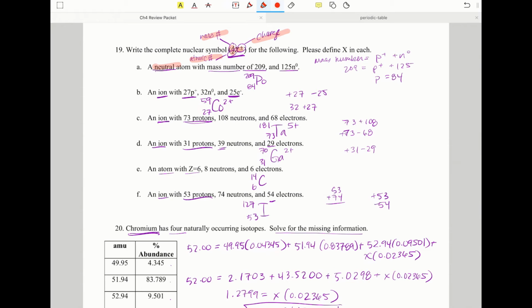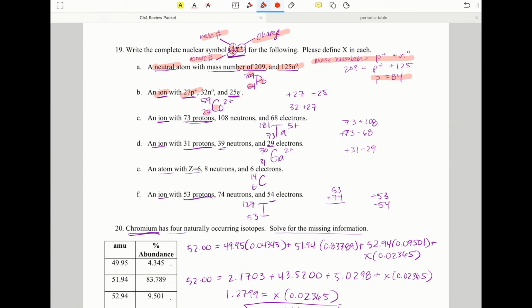Here I've given you the mass number and the number of neutrons, so that's when you need to remember that mass number is the sum of protons and neutrons, which will allow you to solve for the number of protons, and to figure out that this is polonium with a mass number of 209. Here in B, I've told you it's an ion, and it has 27 protons, which means that you'd go look at your periodic table, find the thing with an atomic number of 27, which happens to be cobalt, which then gives you your atomic number.